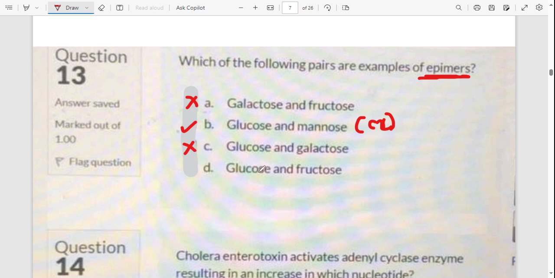But glucose and galactose are also actually epimers. They differ at carbon number 4. If in glucose OH is on the left, it's going to be on the right in galactose. Glucose and fructose are also structural isomers.